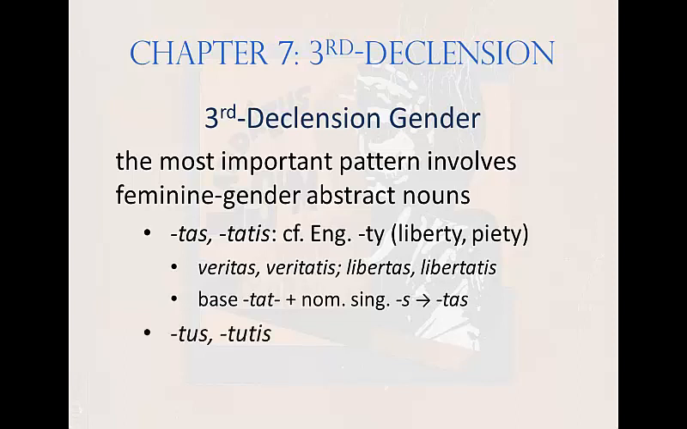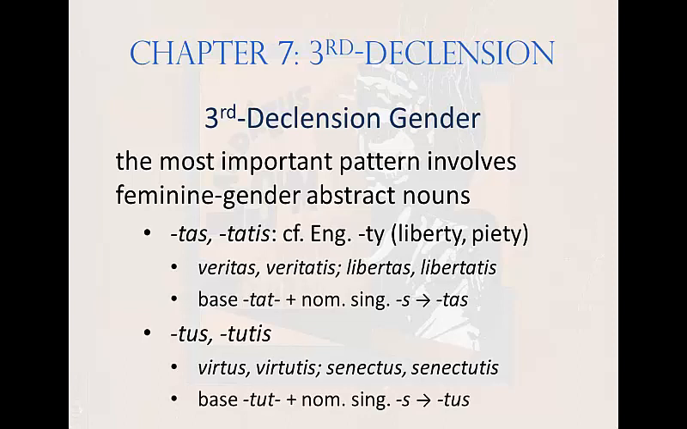The next type of abstract noun which fits this category is very similar. All these nouns end in their nominative singular -tus and their genitive singular -tutis. For example, virtus, virtutis, meaning courage, and senectus, senectutis, meaning old age. Here the base, -tut, combines with the nominative singular ending -s, producing a nominative singular -tus.